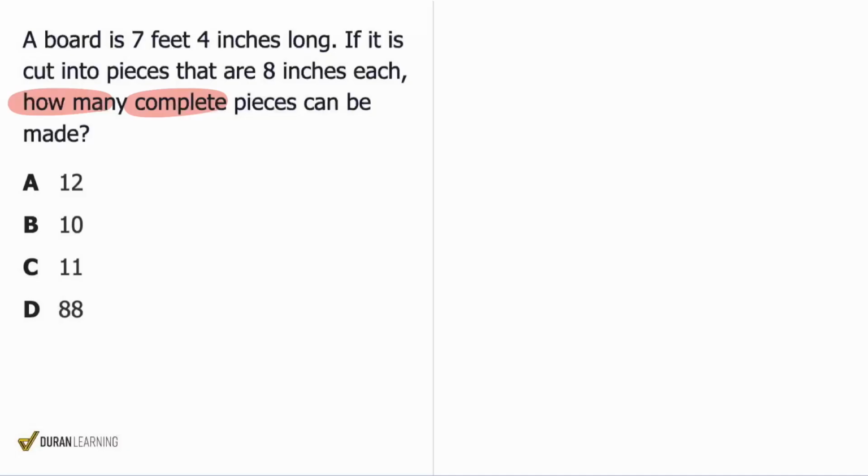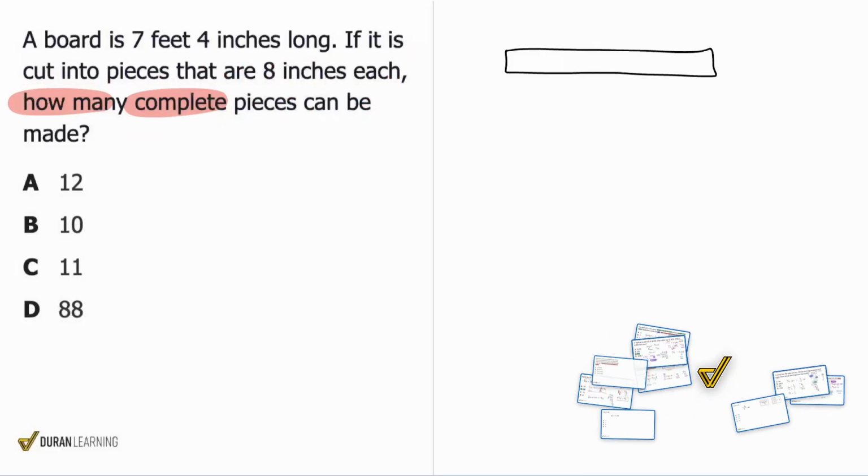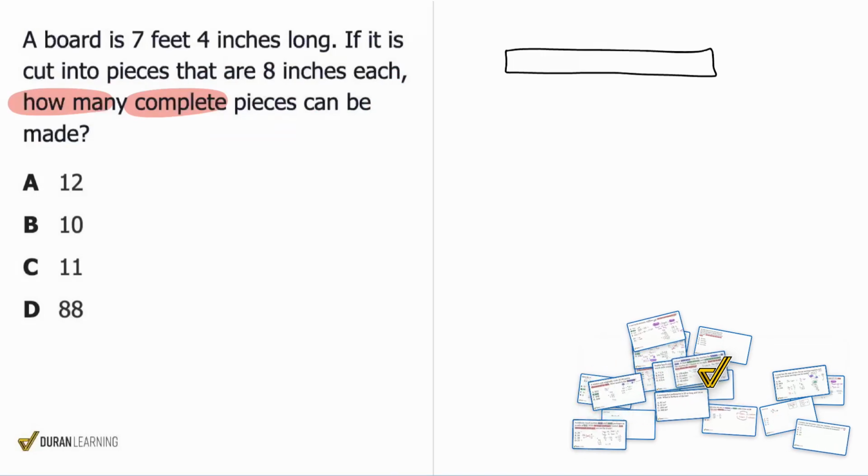So it says that we have a board here that is this long. I'm not going to care about reading the 7 feet, 4 inches. All I know is that I have a board that's this long. Okay. And then it says, if it's cut into pieces that are 8 inches each, how many complete pieces can be made? All right, everybody, so follow along here with that.